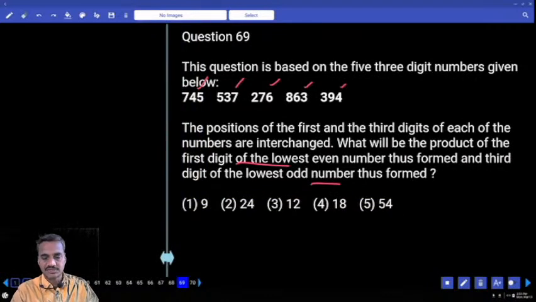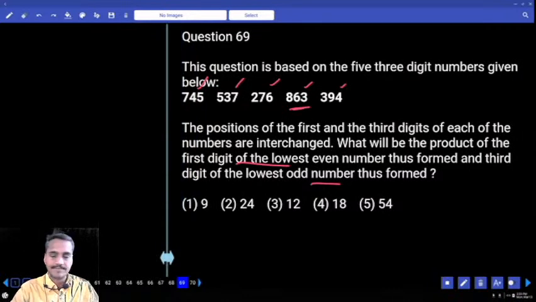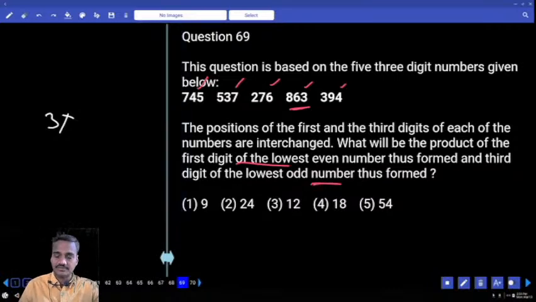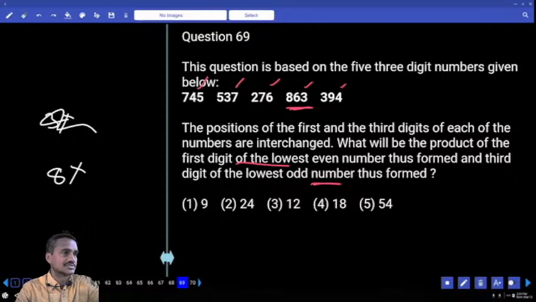Now among these, 5, 7. Now this is the lowest odd number, isn't it? Lowest odd number, product of first digit. What is the first digit? 3, is multiplied with the third digit of the lowest odd number. What is the lowest odd number here? Lowest odd number is 368. And what is the third digit we have? 8 is the third digit.